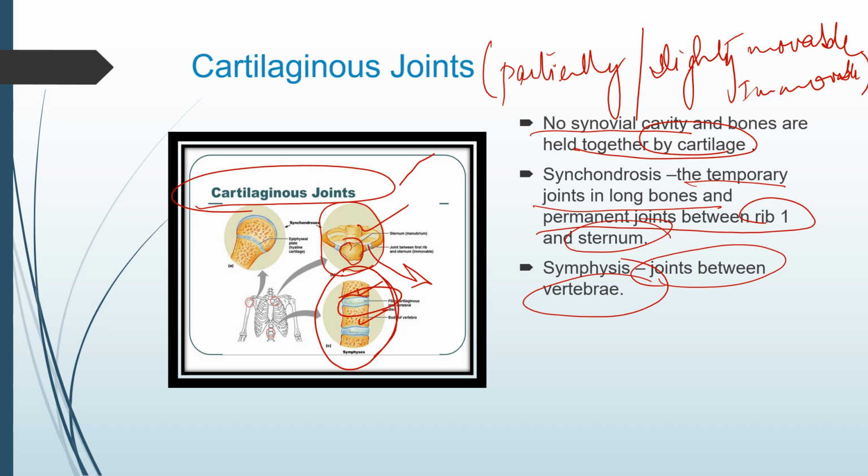There is no synovial cavity; they are held together with cartilage. The first one is called synchondrosis, which includes the temporary joints in long bones and the permanent joints between rib 1 and the sternum. The second one is the symphysis, the joints between the vertebrae. So this is all about the cartilaginous joint. Please go through this diagram. I think you will understand from this diagram alone.